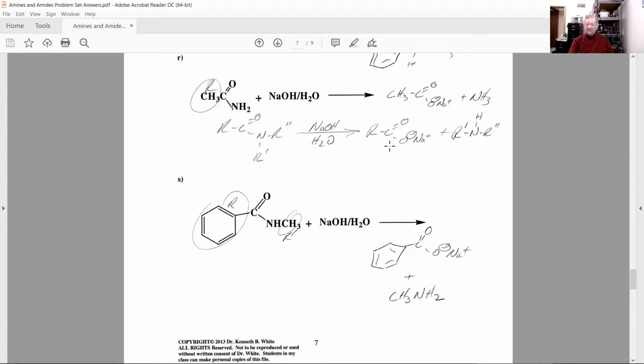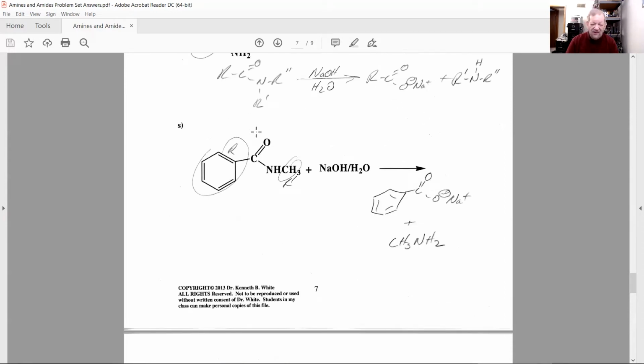Why the carboxylate anion? Because if you got the carboxylic acid in the presence of base, that will immediately form the carboxylate anion. So if we look at S, amide, remember carbonyl, nitrogen, R is a benzene ring, R prime is methyl, R double prime is hydrogen, and here's what you get.